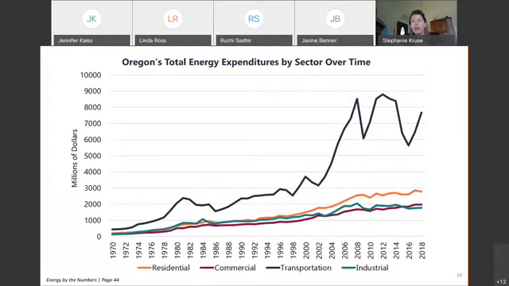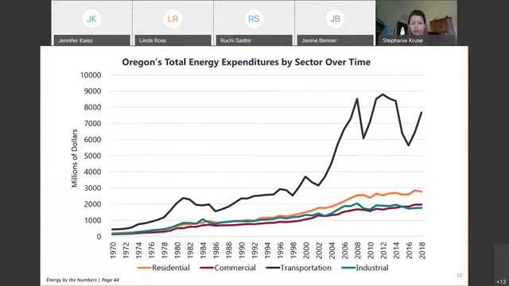Here we have Oregon's energy expenditures by sector over the last 50 years or so. And the chart shows what each sector spends on energy. As you can see, energy costs have been increasing over time, as well as experiencing some overall volatility. This is despite a decreasing trend in energy consumption since about 2006.